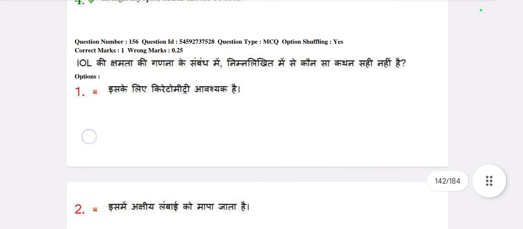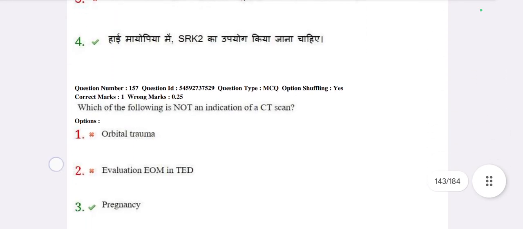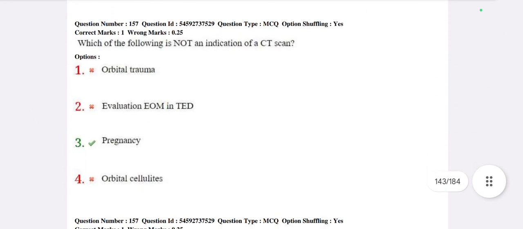Our next question is which of the following is not an indication of a CT scan? Orbital trauma, evaluation of EOM in TED, third, pregnancy, fourth, orbital cellulitis. Correct answer is pregnancy.